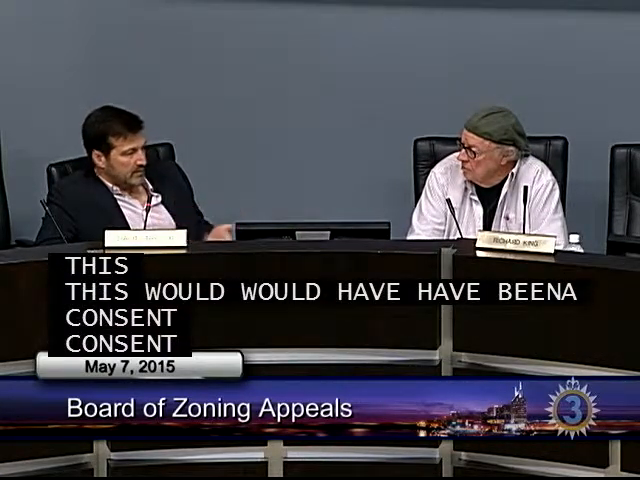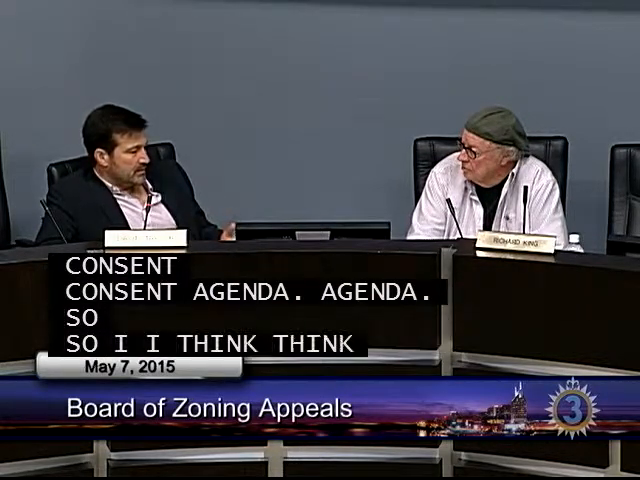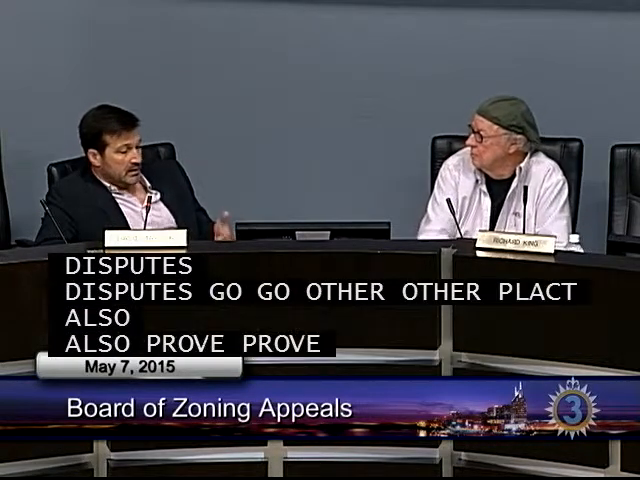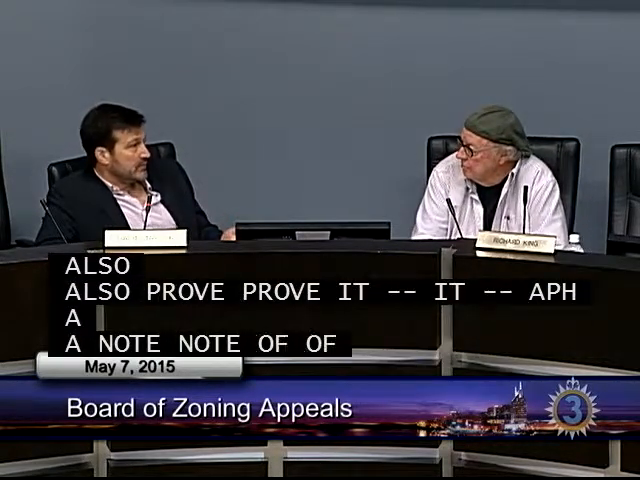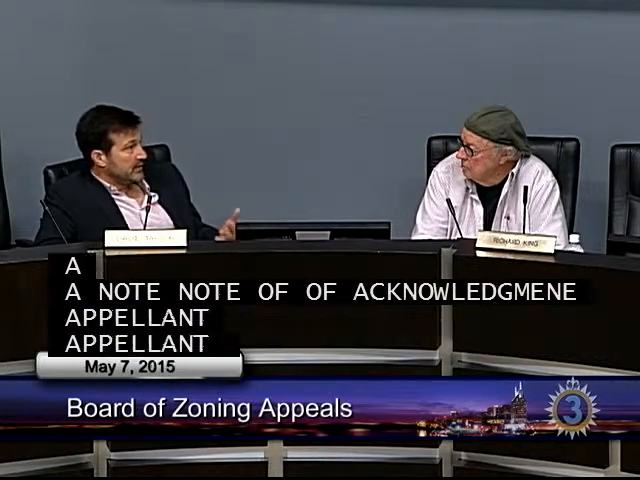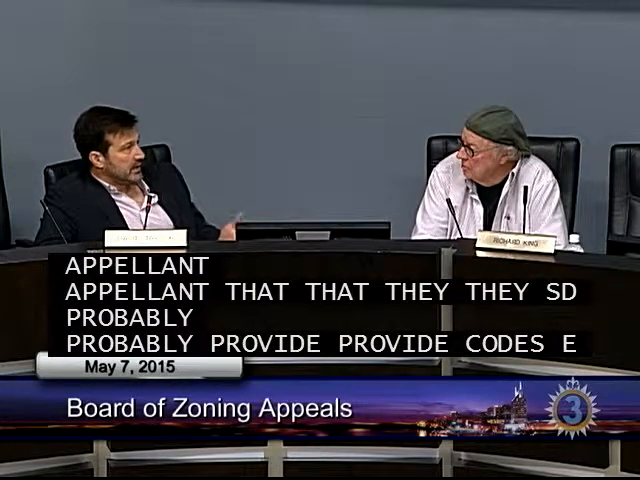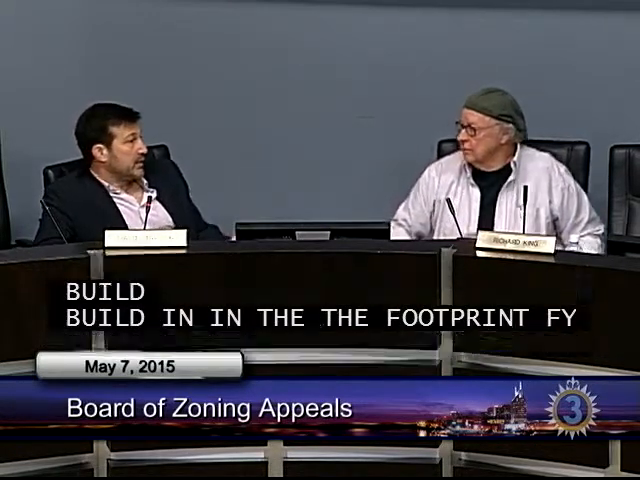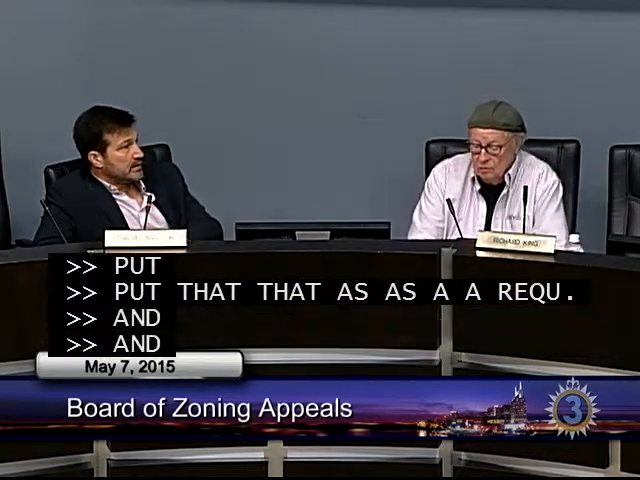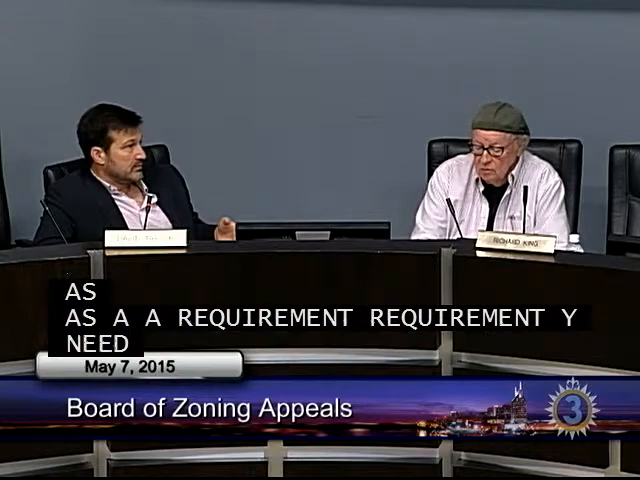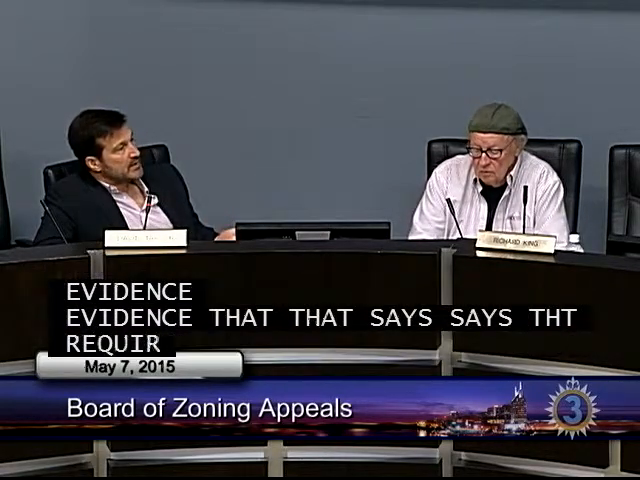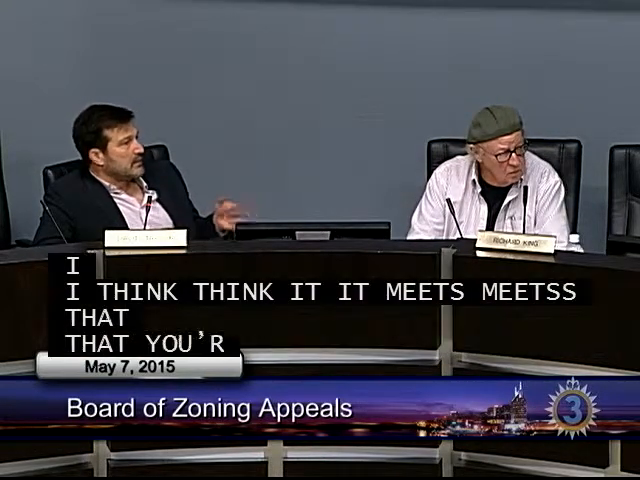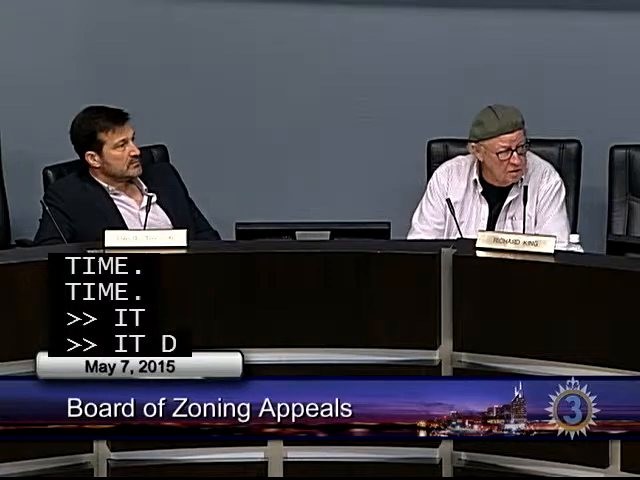so I think that we should approve it, let the property disputes go other places, but also approve it with a note of acknowledgement to the appellant that they should probably provide codes with the survey that shows that they can build in the footprint that they do. We can put that as a requirement. And I would almost put that as a requirement that says, they need to present their own evidence that this isn't requiring any kind of setback, and if that's the case, then I'm okay. I think it meets the concerns that you're asking for next time. It does.